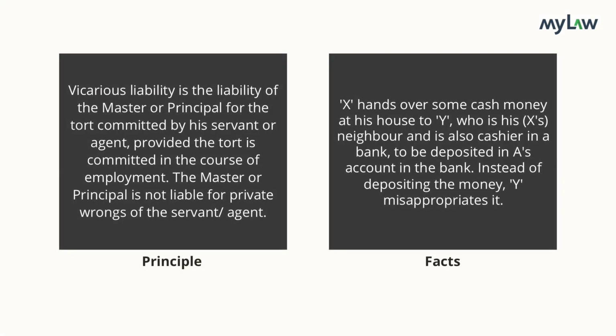Principle. Vicarious liability is the liability of the master or principal for the tort committed by his servant or agent, provided the tort is committed in the course of employment. The master or principal is not liable for private wrongs of the servant or agent. Facts. X hands over some cash money at his house to Y, who is X's neighbor and is also cashier in a bank, to be deposited in A's account in the bank. Instead of depositing the money, Y misappropriates it.